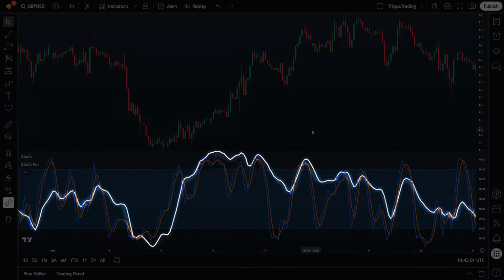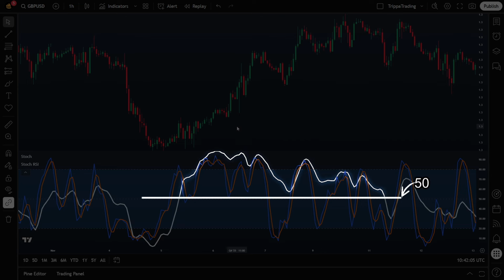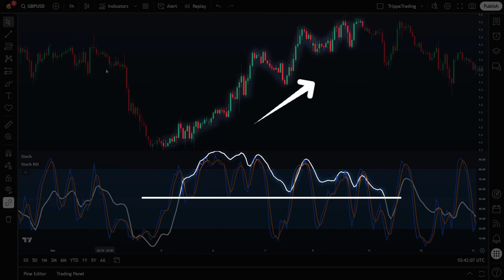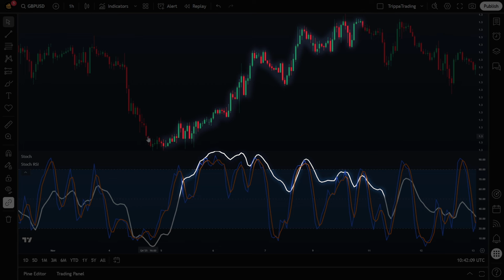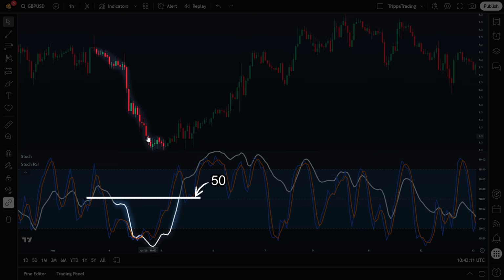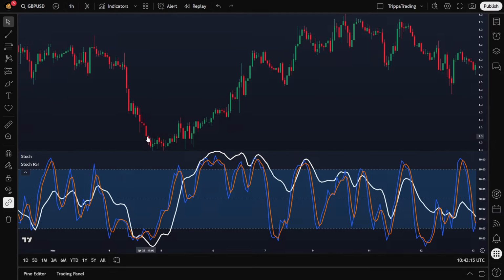The white line is your trend meter. When the white line is above the middle 50 level, we say the market is in an uptrend, and we only want to look for buy trades. When the white line is below 50, the market is in a downtrend, and we only look for sell trades. That's it. No trend, no trade.